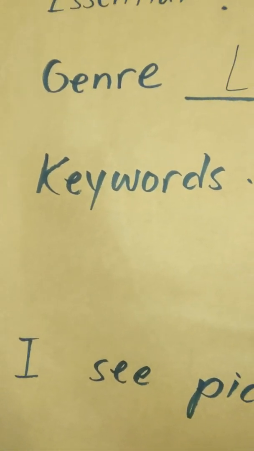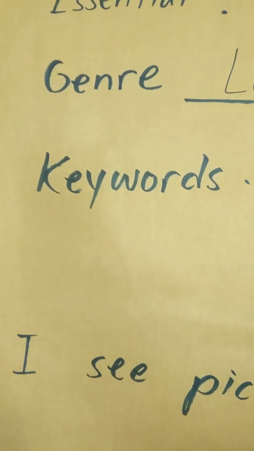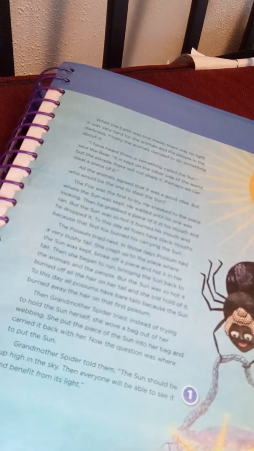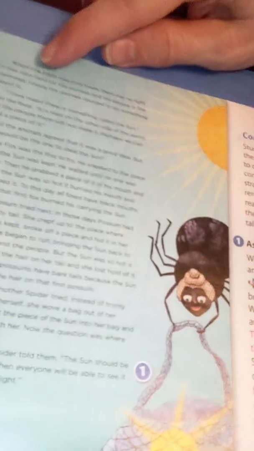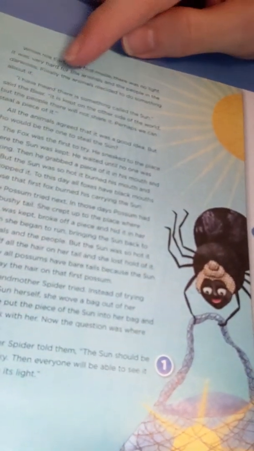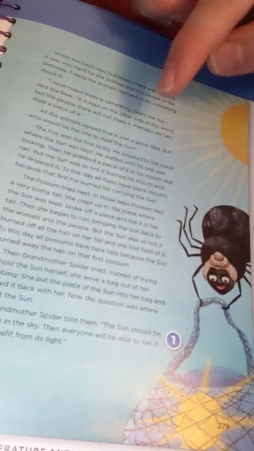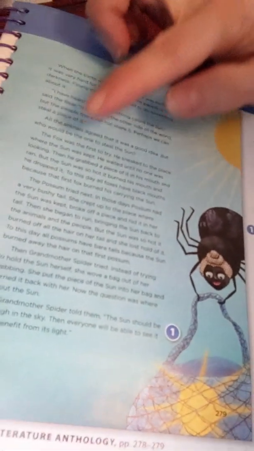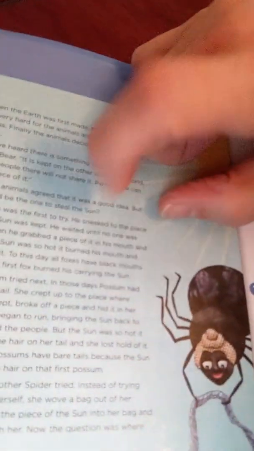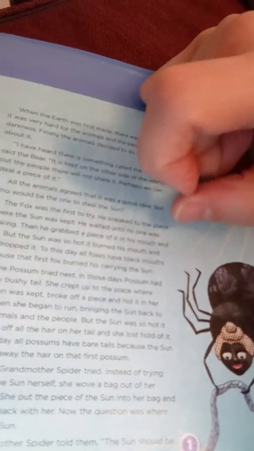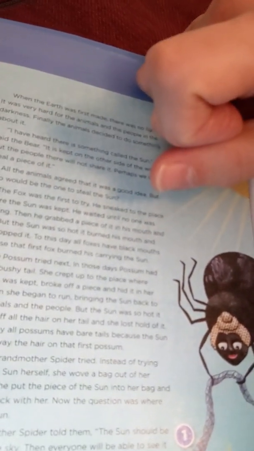Then we move on to keywords. So, what are the repeated words in the story that could help us understand more about it? So I know it might be difficult for you to see. Taking a closer look here. Remember, I'm not reading, I'm just scanning across. Animals there. Sun. Yep, the word sun is repeated there. Fox. Fox. Foxes. Sun. Sun. Possums. Possums. Grandmother Spider. So let's go write that on our paper.